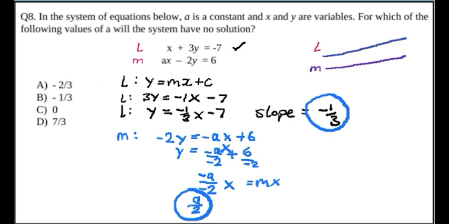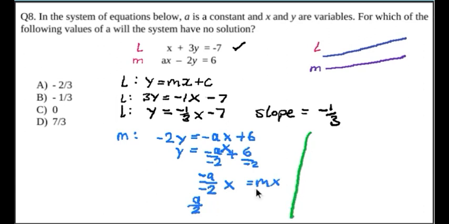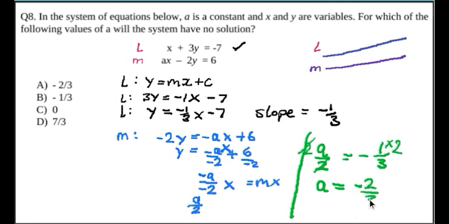Alright, so this slope is equal to this slope. So now we can solve for a. So we're going to go a over 2 is equal to minus 1 over 3. Let's multiply both sides by 2. So we get a is equal to 2 by minus 1 over 3, and then multiply by 2 here. So we get minus 2 over 3. So our answer will be A.